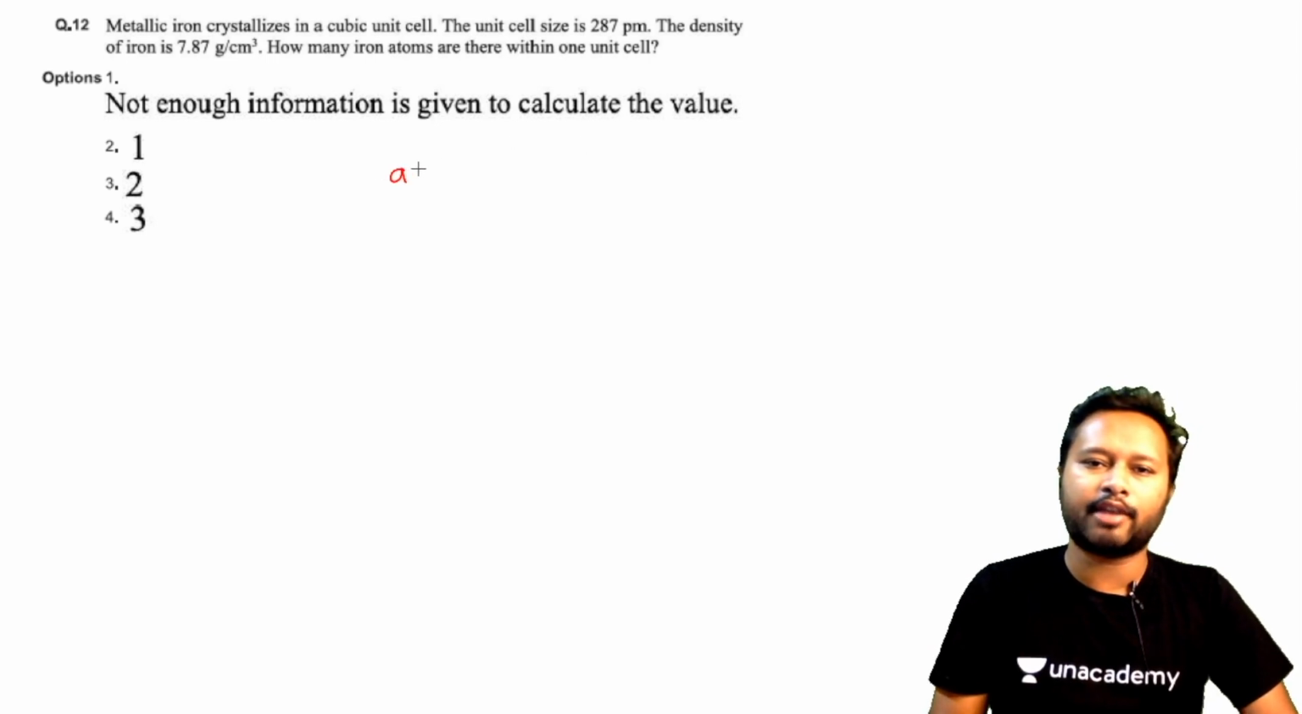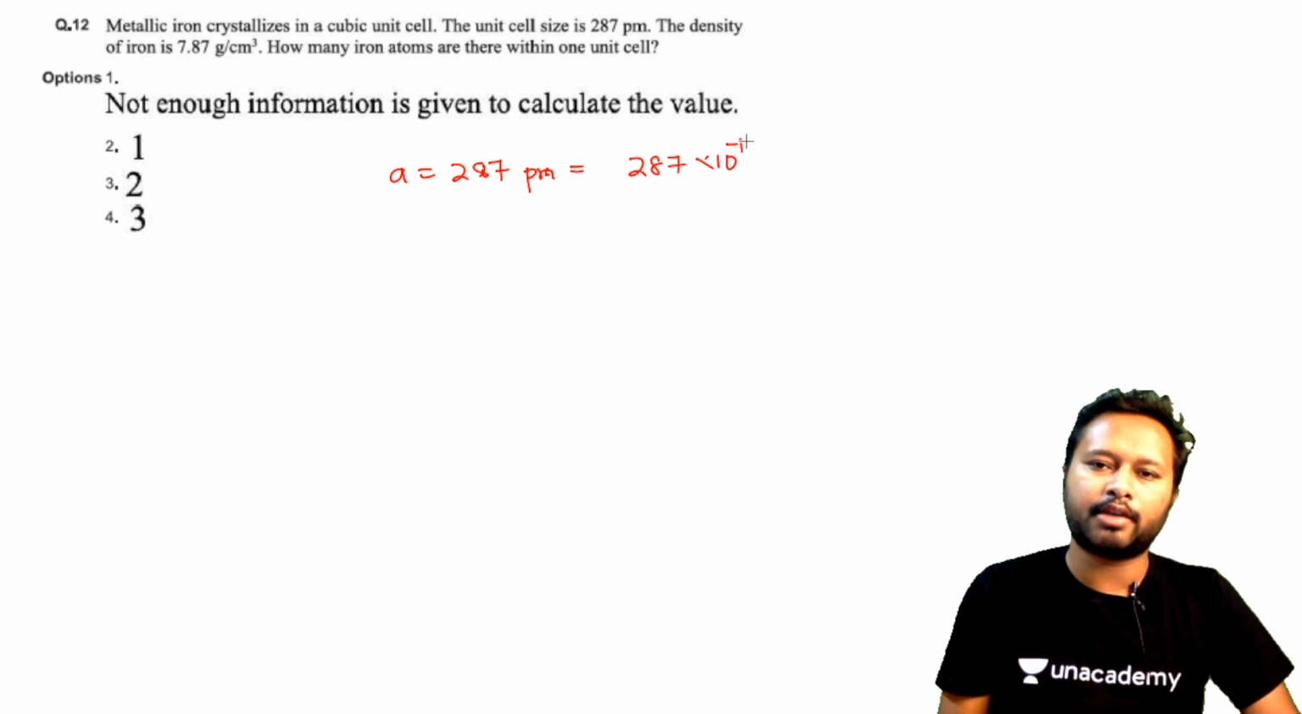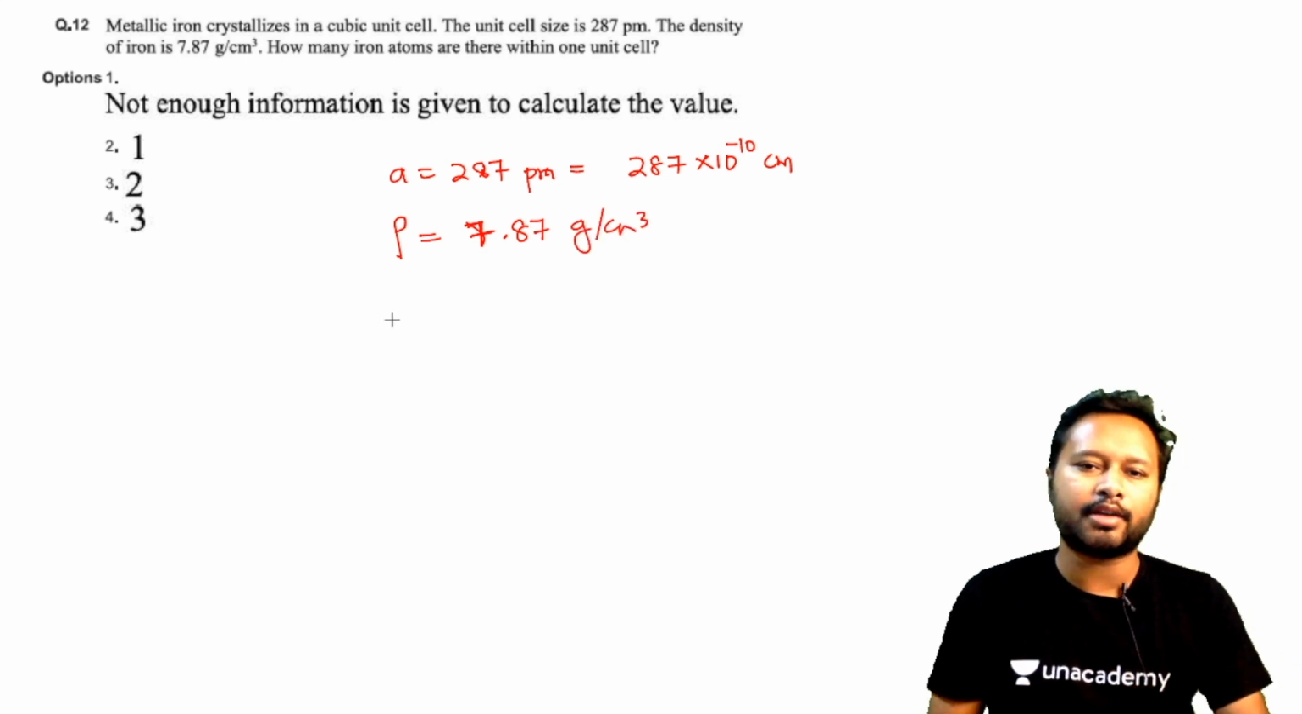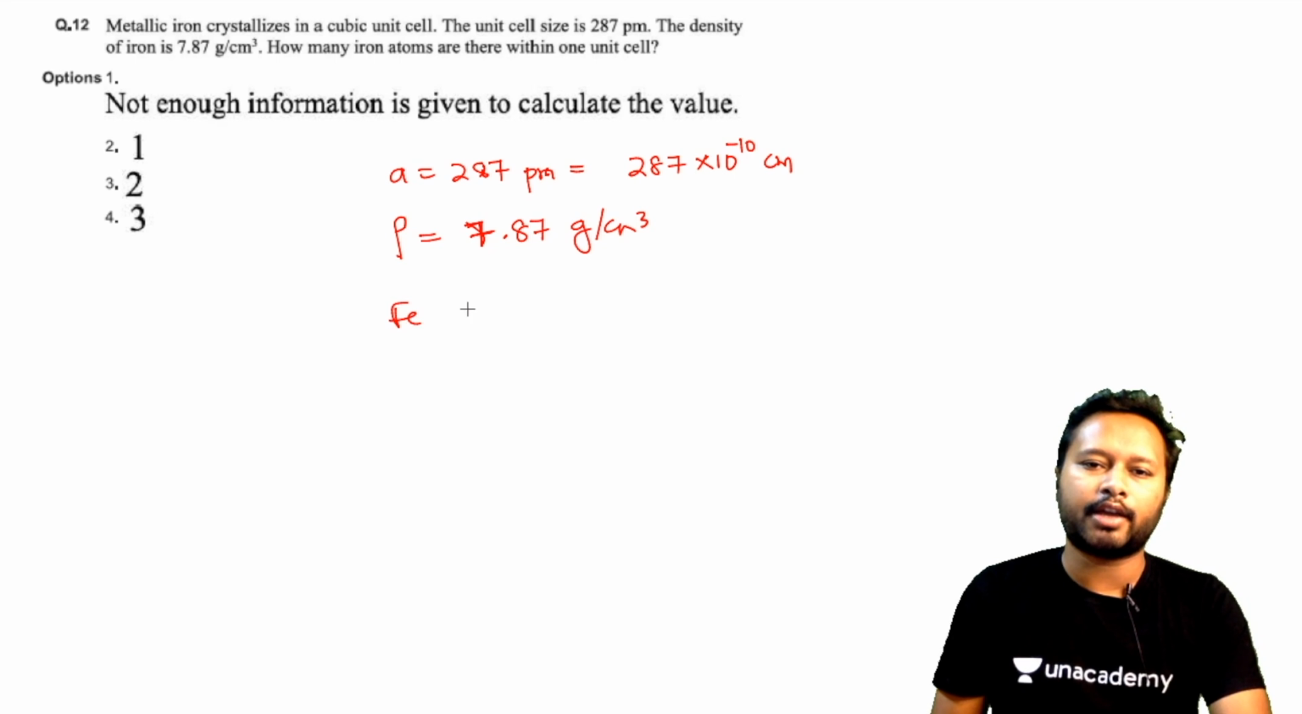You are given the value of a, that is 287 picometer, or you can say this is 287 into 10 to the power minus 10 centimeters, right? And the density, that is rho, is given as 7.87 grams per centimeter cube. Now it's iron, so the mass you already know. For iron, the mass is 56 grams per mole.